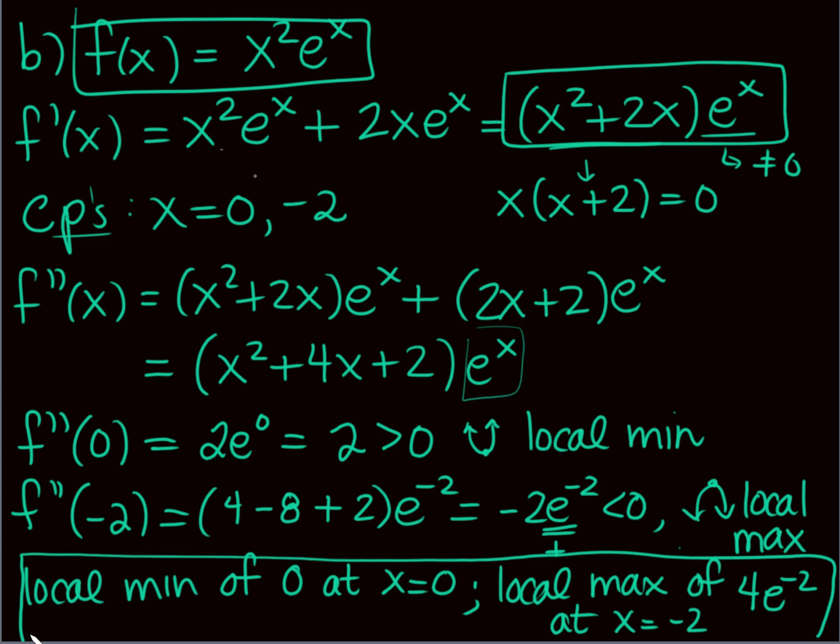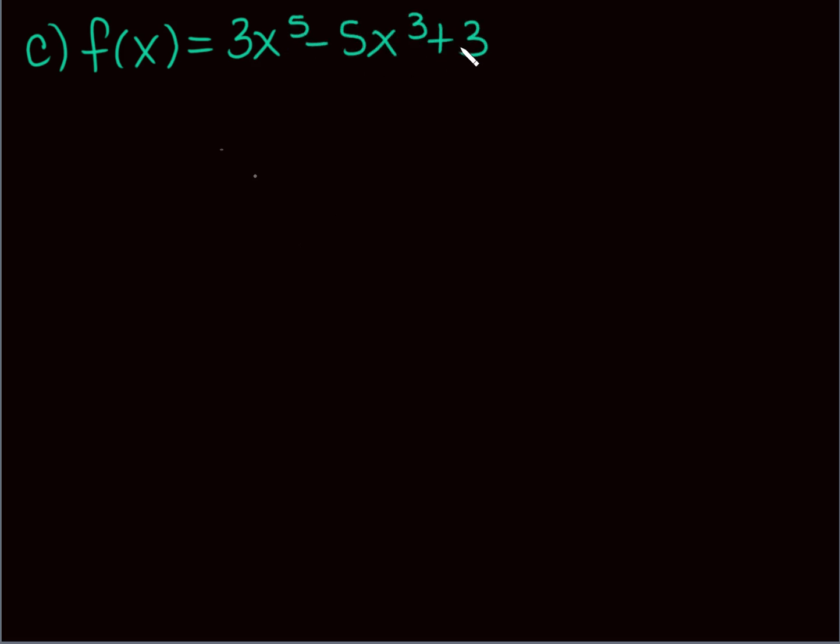I want to look at maybe one other example here. All right, one more quick example and then I'm done. I know, it's amazing. So let's consider the function f of x equals 3x to the 5th minus 5x cubed plus 3. So again, I'm going to take the first derivative to find my critical points. So I get 15x cubed. This is a nice one, minus 15x squared.